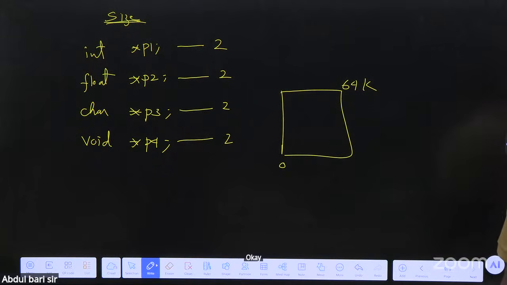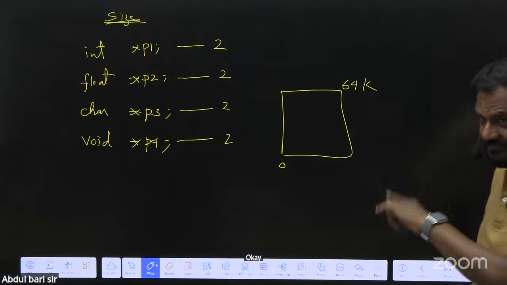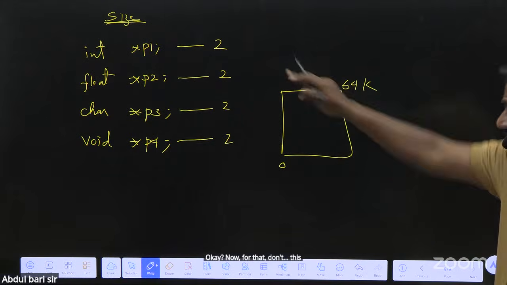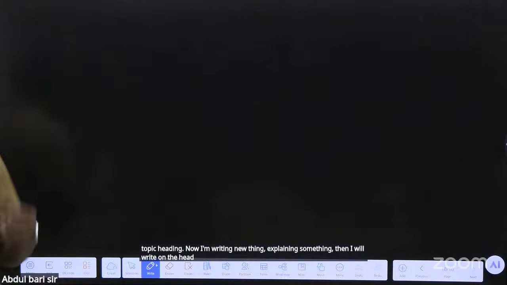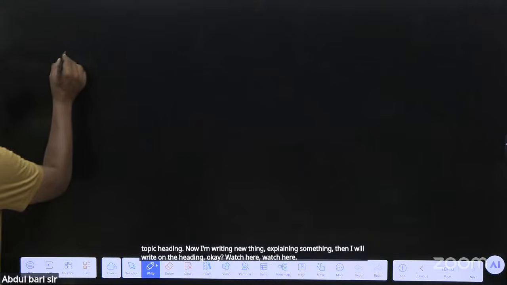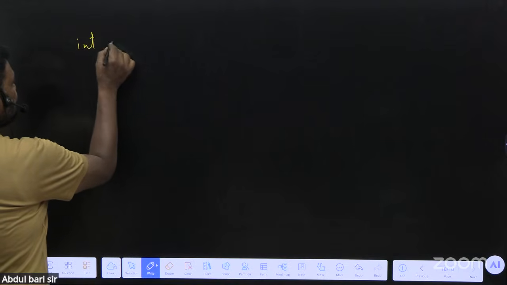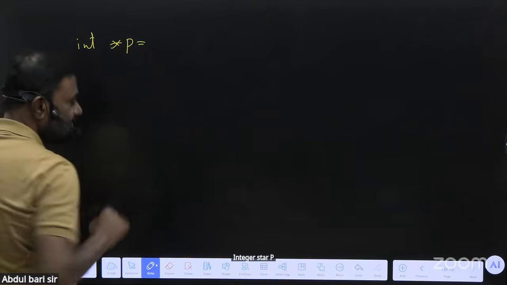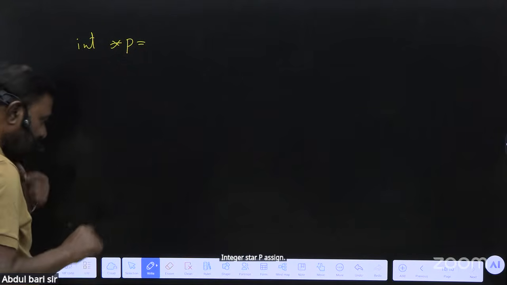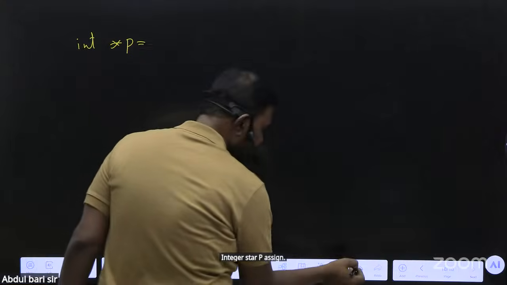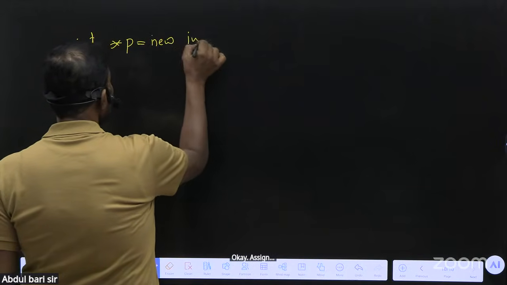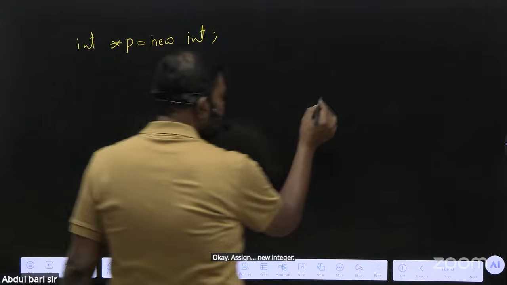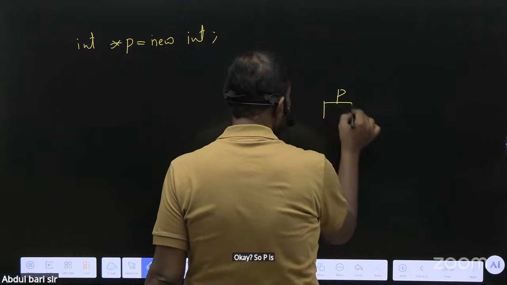Okay. Now the question is, why does a pointer have data types? For that, this was the size. Later on, I have written the topic heading. Now I'm writing a new thing, explaining something, then I will write on the heading. Watch here. Integer star p, assign a new integer. So p is assigned with a new integer.